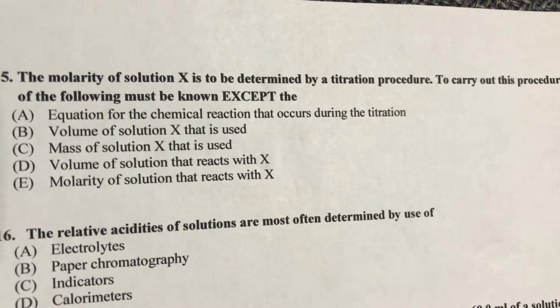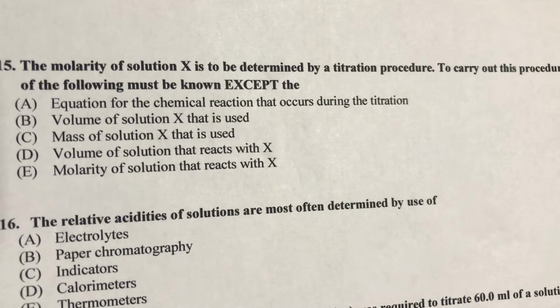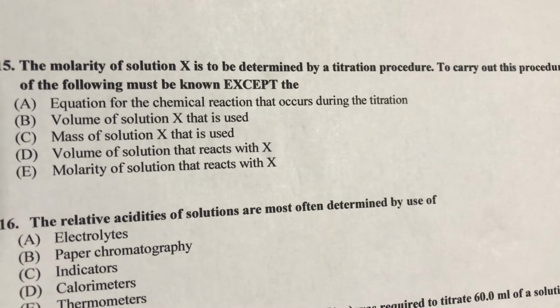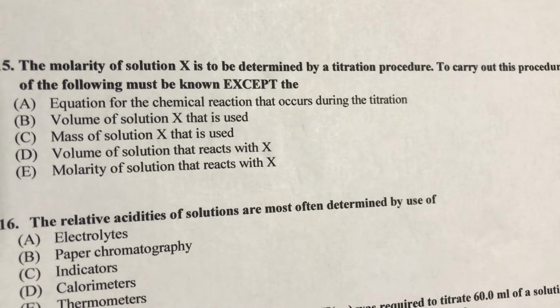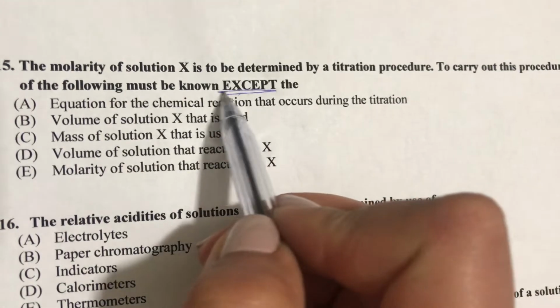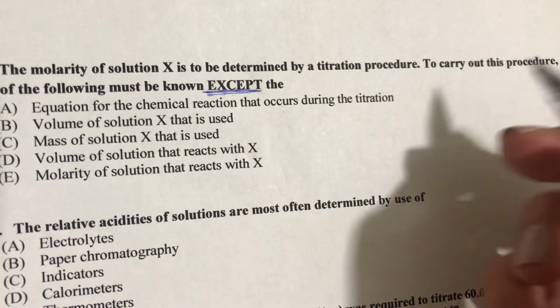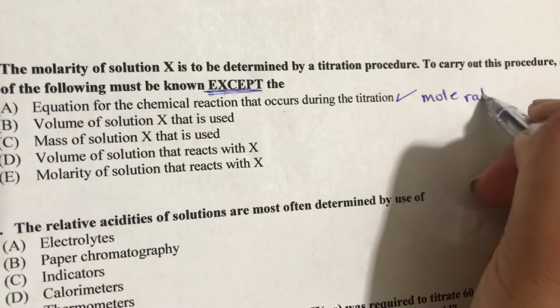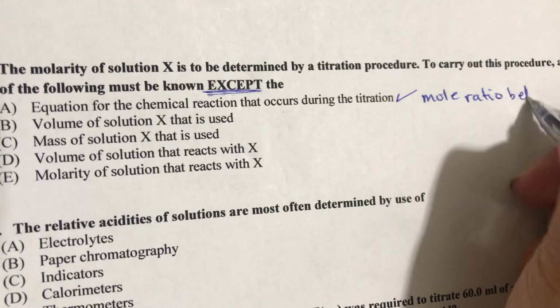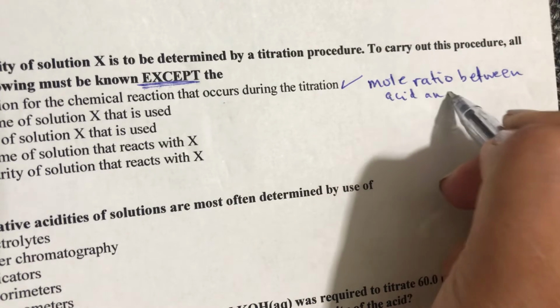Now question 15. The molarity of solution X is to be determined by titration procedure. To carry out this procedure, all of the following must be known except equation for a chemical reaction that occurred during the titration. You have to know the equation to get the mole ratio between acid and base.